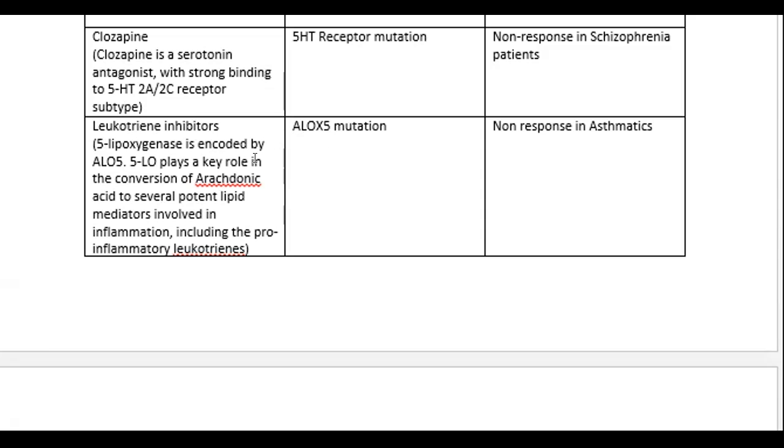If this lipoxygenase is being encoded by the gene ALOX5, what happens if there is a mutation over there? Then it doesn't produce the proper leukotrienes. If improper or mismatching leukotrienes are being produced, then these leukotriene inhibitors can't bind to them, right? And so when we give these leukotriene inhibitors to an ALOX5 gene mutation patient, then no response is seen in that asthmatic patient, right?